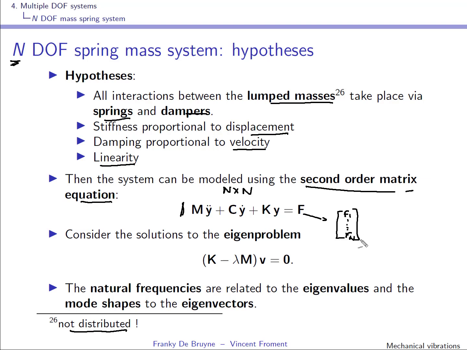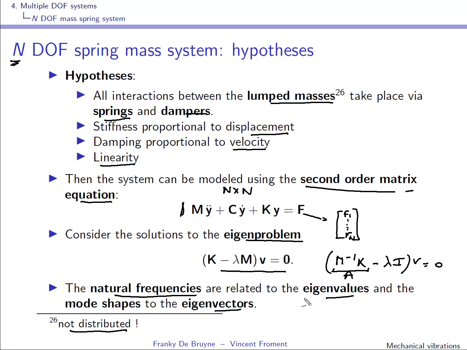Okay, if you do the same trick that we had done for the 2 degree of freedom system, you end up with an eigenvalue problem. That is this one. Okay, we can write it slightly differently: M inverse K minus lambda I V is equal to 0. So this is our A matrix. So we can compute the eigenvalues, the eigenvectors, and we know that the natural frequencies are related to the eigenvalues.